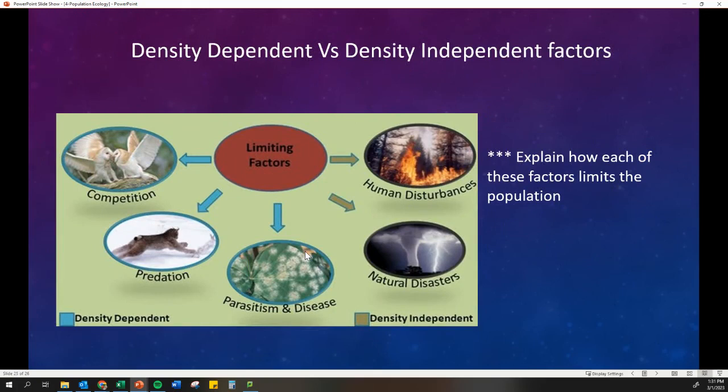Here's another example of density dependent versus density independent factors. Our limiting factors here are competition, predation, parasitism, natural disasters, and human disturbances. Here it has a color coding: competition, predation, and parasitism and disease are all examples of density dependent factors. So they depend on how large the population size is. If there's more individuals in the population, these will come into play more. While these other ones, human disturbances and natural disasters, are not dependent on density. So they're density independent factors.